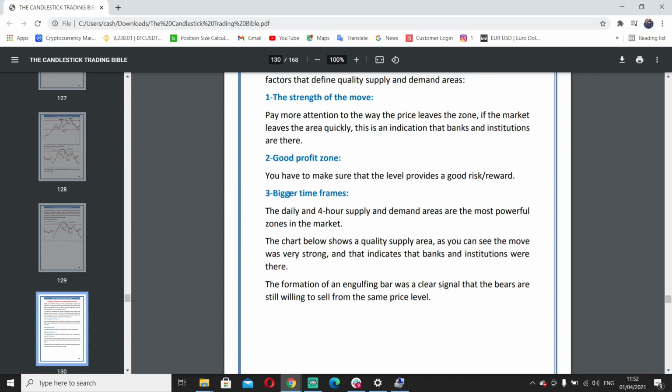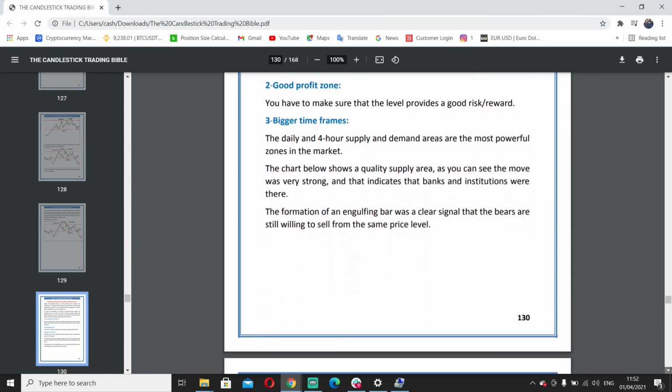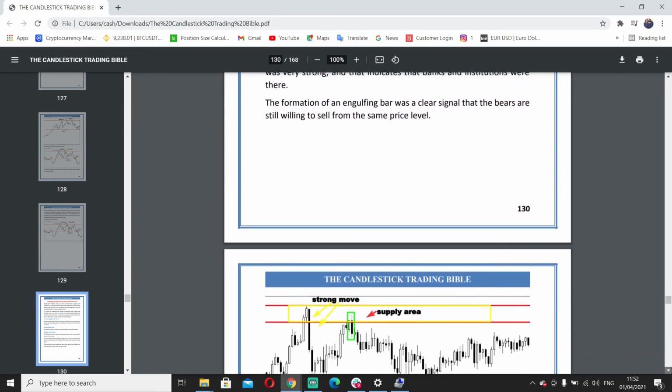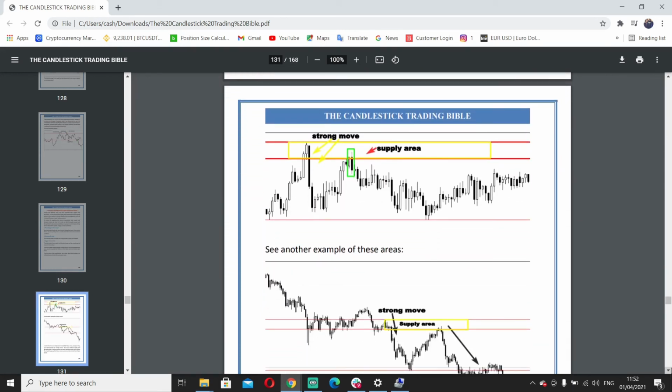The chart below shows a quality supply area. As you can see, the move is very strong, and that indicates that banks and institutions were there. The formation of an engulfing bar is a clear signal that the bears are still willing to sell from the same price level. So as you can see, this will be our supply area. And for me, I would identify this as a key level.